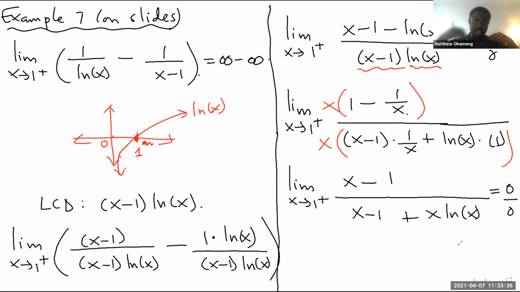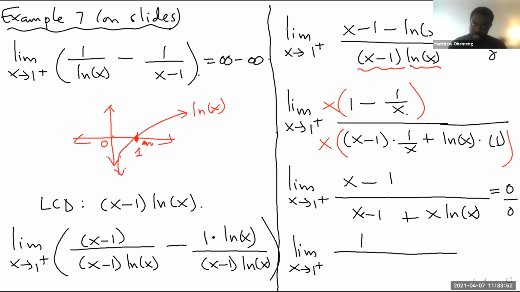As long as you keep getting type 0 over 0 or type infinity over infinity, you will keep on applying the L'Hopital. So let's apply the L'Hopital again. So this time I'll differentiate the x minus 1. The derivative of x is 1. The derivative of 1 is 0. So I get 1 for the numerator.